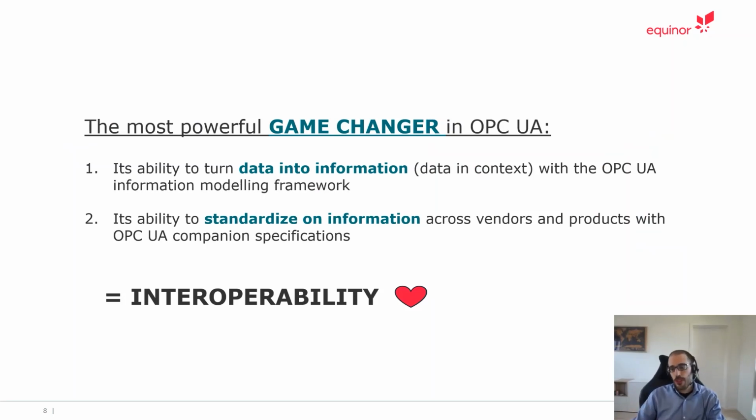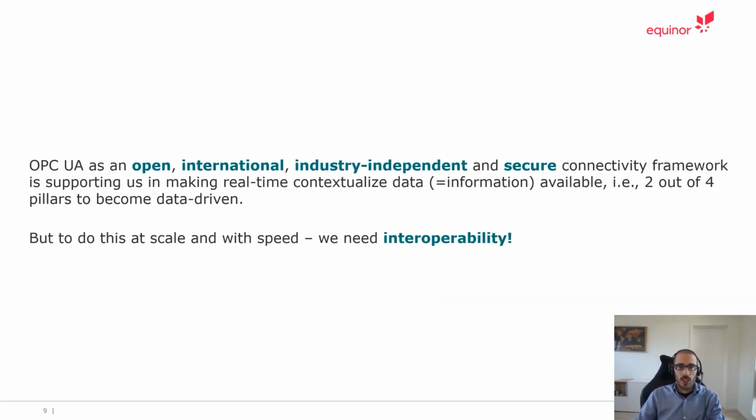So the most powerful game changer to obtain context is OPC UA. It has an ability to turn data into information, data in context, with the OPC UA information model framework. Its ability is to standardize information across vendors and products using OPC UA component specifications. And this results in interoperability. OPC UA is an open, international, industry-independent, and secure connectivity framework supporting Equinor in making real-time contextualized data, which is information, available. So this means that 2 out of the 4 pillars to become data-driven are already established.